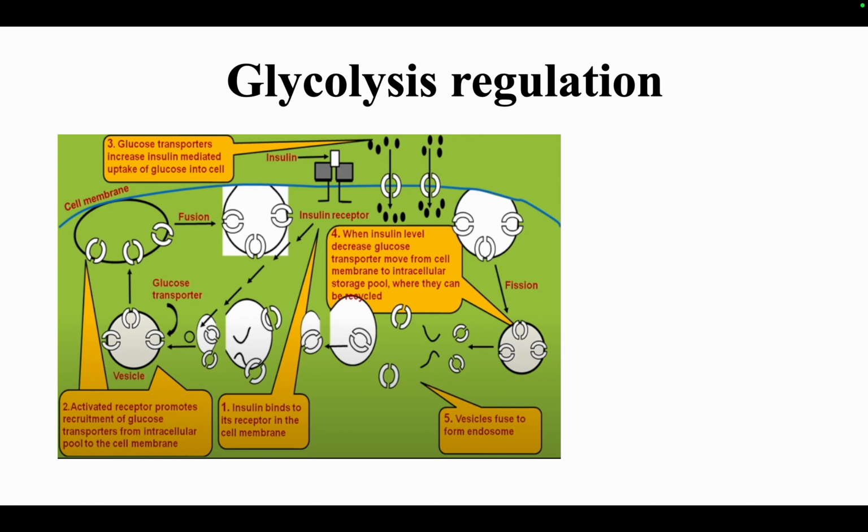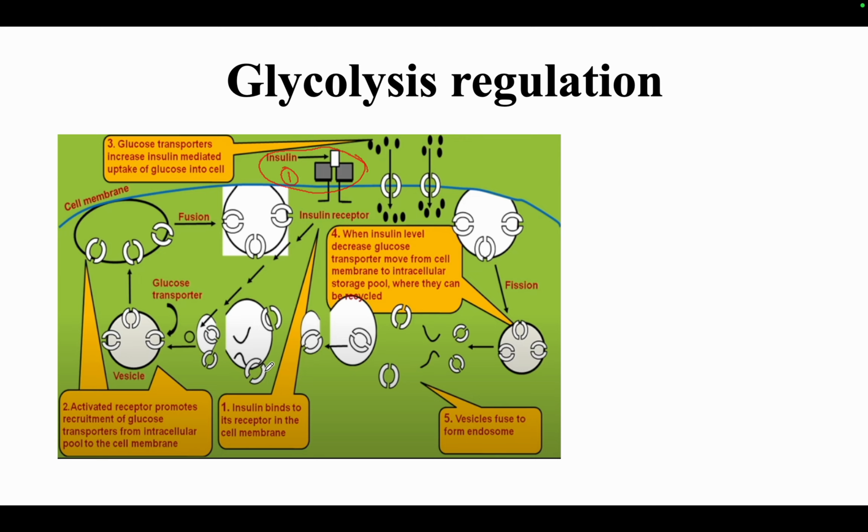Now, how is glycolysis regulated? Glycolysis is regulated by a hormone known as insulin. The first step is the insulin binds to the receptor. Whenever there is sugar outside the cell, the insulin will come and bind to the insulin receptor, as you can see here. After binding, the receptor will get activated, and it will promote the recruitment of glucose transporters. This is the second step.